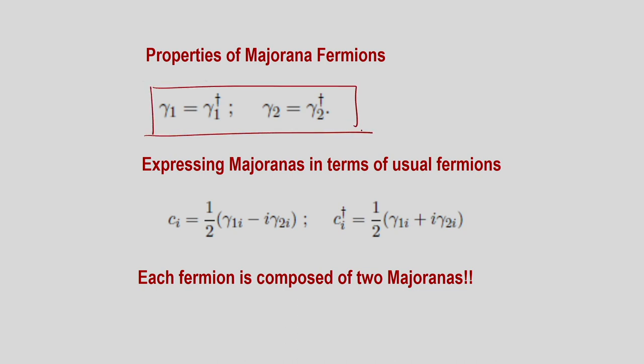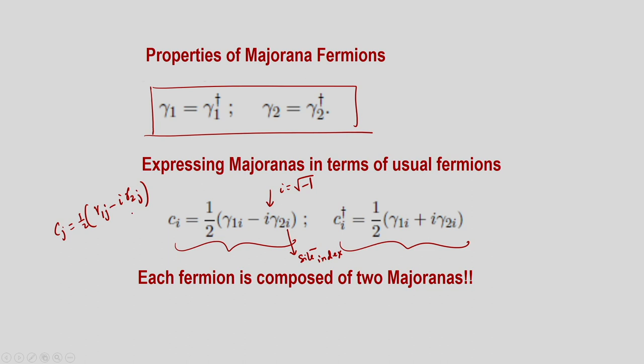That means you can express the fermion at any given site by a combination of two Majorana fermions. So c_i, and c_i dagger, can be written as a half of gamma_1i minus i gamma_2i. Now this i is equal to root over minus 1, and this i is the site index. So please make a distinction between the two. If you want, you can write it as c_j equal to half of gamma_1j minus i gamma_2j and so on. Similarly, the creation operator comes with a positive sign.